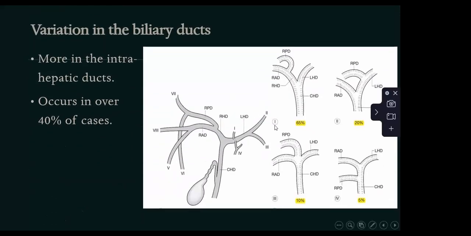Variation in the biliary tree. This is the usual anatomy. This is the typical anatomy where the right anterior and right posterior duct unite to form the right hepatic duct. The right hepatic joins the left to form the common hepatic duct. This is the typical anatomy.